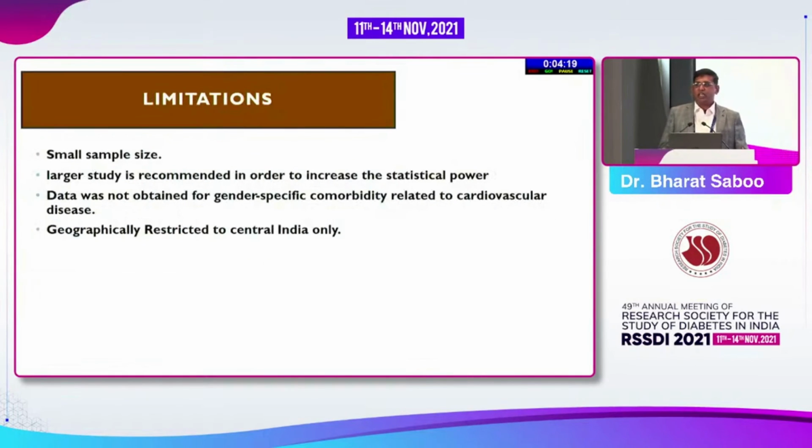Now, limitations. Like any other study, this study had certain limitations. We had a very small sample size. A larger study is therefore recommended in order to increase the statistical power of the study. Data was not obtained for gender-specific comorbidities. This was a limitation which I found in my study, and which can be related to cardiovascular disorder according to gender. And I was geographically restricted to central India only, so this is again a big limitation because this doesn't represent the big picture of India.